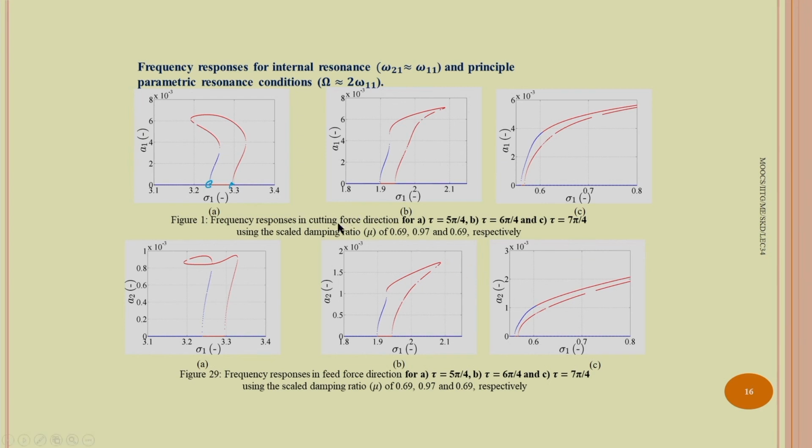So, this is in the cutting force direction and the second set of figures are in the feed force direction, that is A2. So, this is A1 versus sigma 1, this is A2 versus sigma 2. You can see in the first case it is 8 into 10 to the power minus 3, and in the second case in the y direction, that is in the feed direction, it is 1 into 10 to the power minus 3. So, in the feed direction it is less, and in the cutting force direction the response is found to be more.